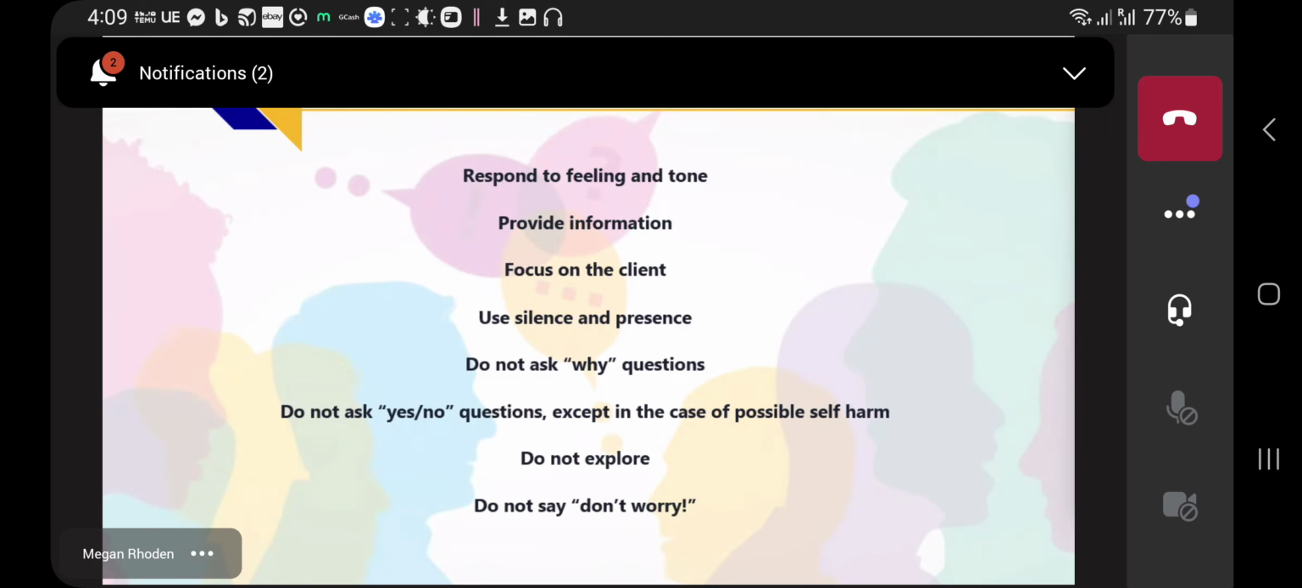We don't want to explore. Again, exploring can come across as being judgmental. And we don't want to say, don't worry, because let's face it, we don't know what's going to happen in the future. And we don't want to provide our clients with a sense of false hope.